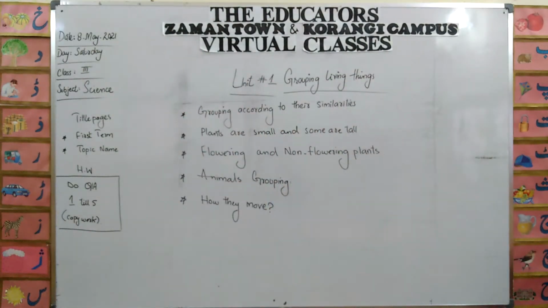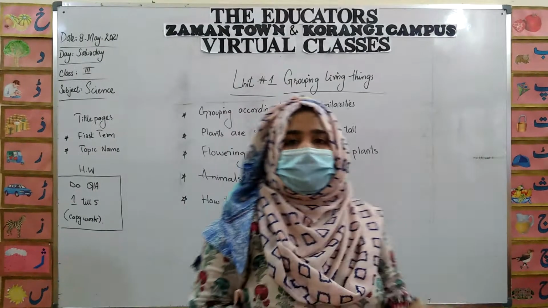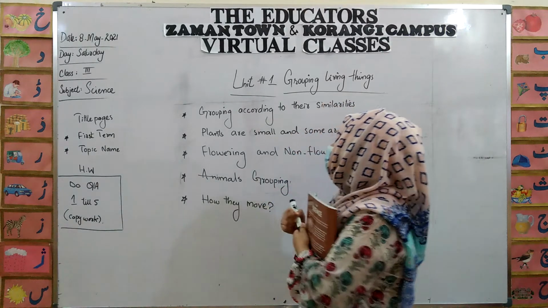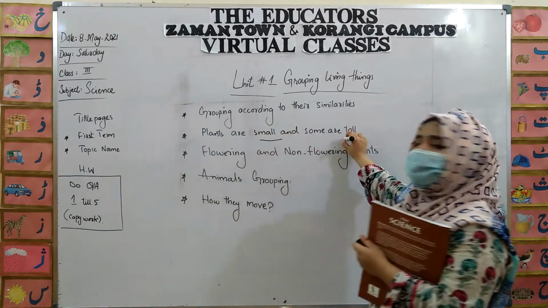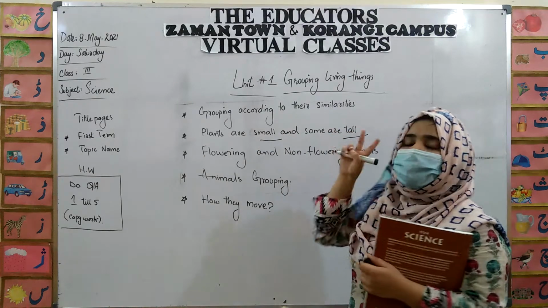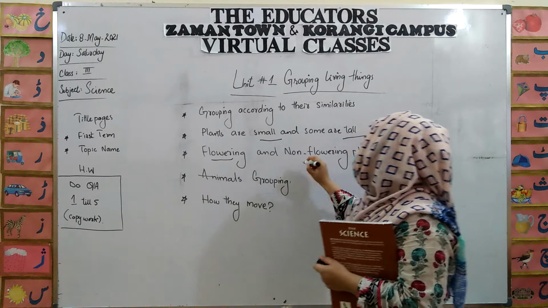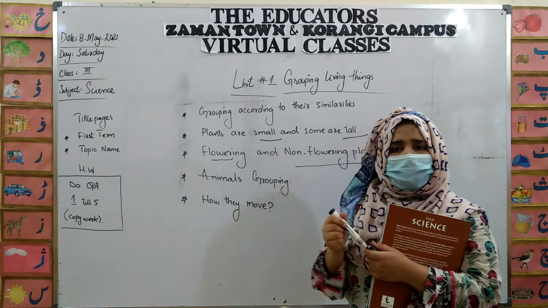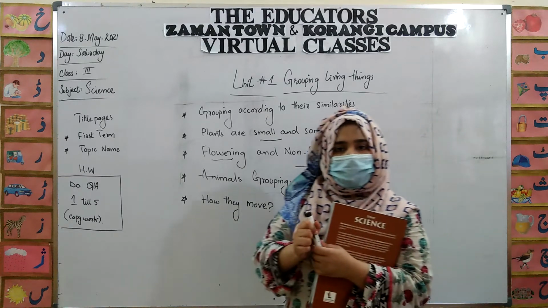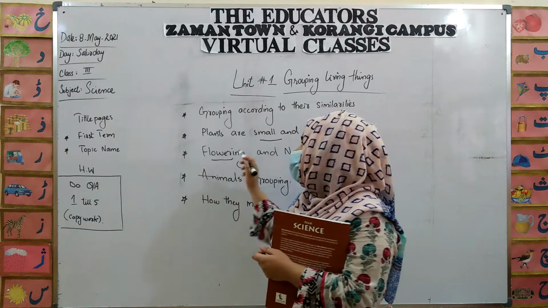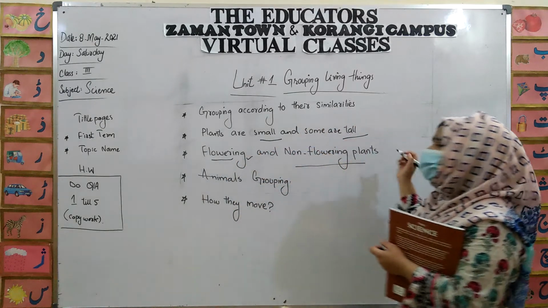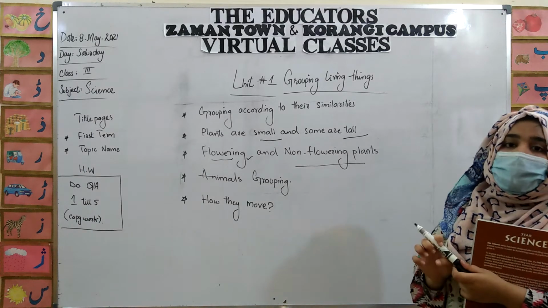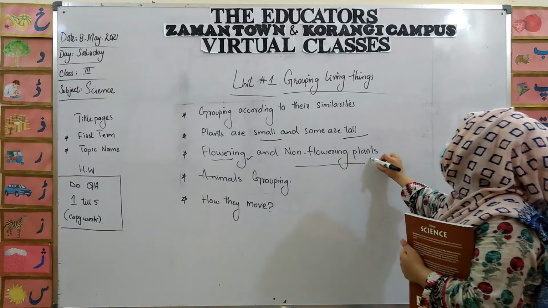So we can group these plants in 2 different ways. What have we learned? Some are small, some are tall. And the second thing is some are flowering and some are non-flowering. What have we learned about flowering? The plants which can produce flowers are flowering plants. And what about non-flowering plants? The plants which cannot produce flowers are called non-flowering plants.